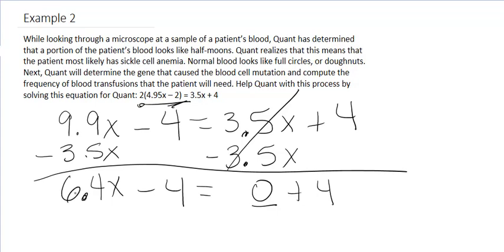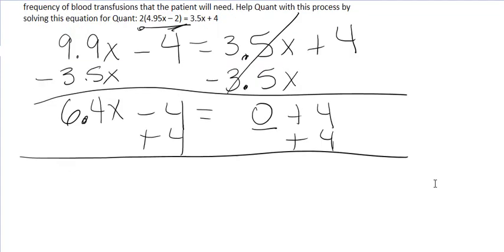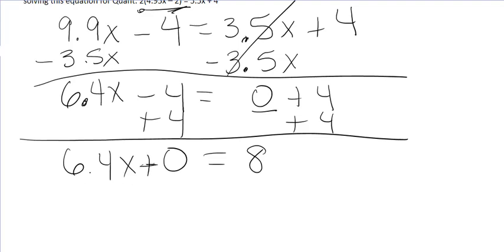So now we need to get x by itself. So the next step will be to add 4 to both sides. So we're left with 0 because -4 plus 4 is 0. 4 plus 4 is 8. So now we have 6.4x plus 0, or you don't even have to write the 0 anymore. Now, this is equal to 8.